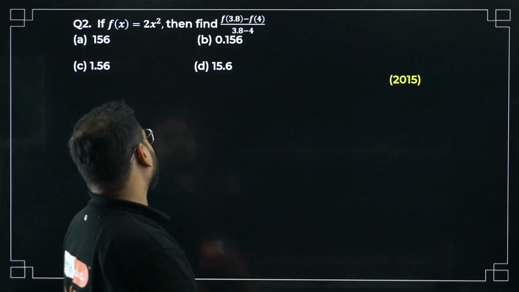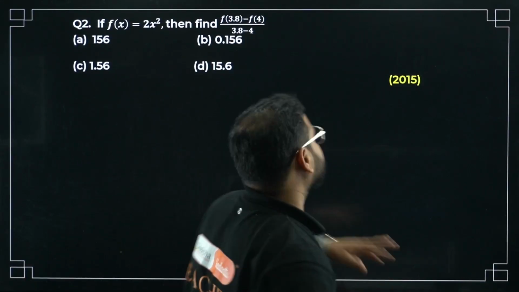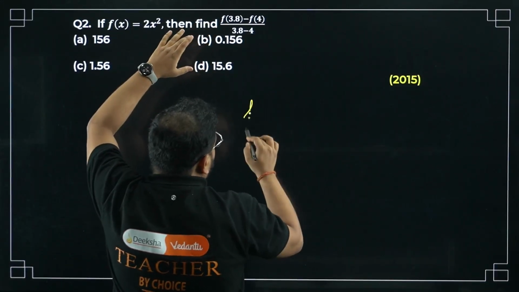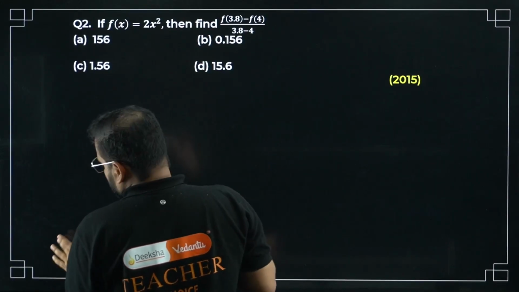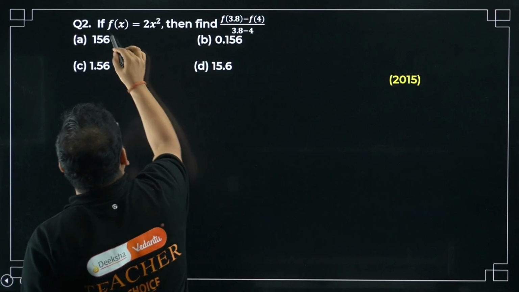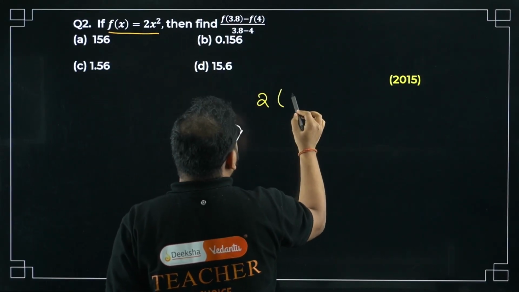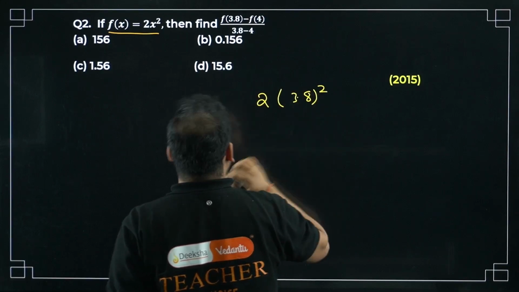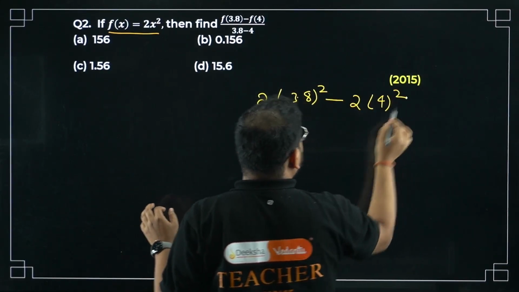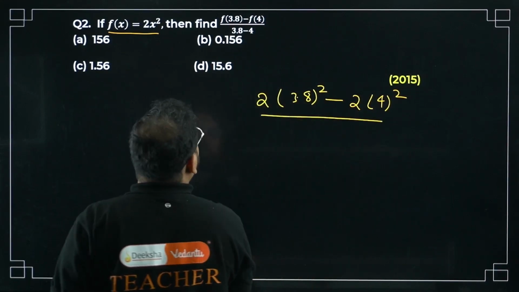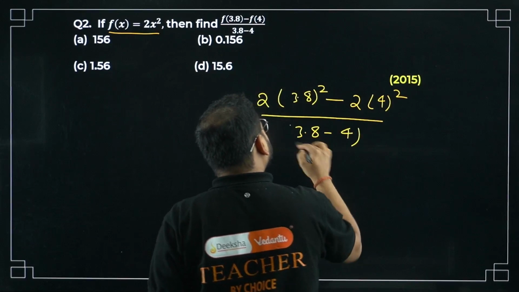If f(x) is 2x square, then find the given expression. Oh, sir. Let's find it, sir. Looks difficult? Actually, very simple. Check here, f of 3.8 is there, na? I can add the function directly. Function is given here as, sir, this. So replace x with this value. So sir, it will become 2 times of 3.8 the whole square minus 2 times of 4 square, divided by 3.8 minus 4, sir. Simple enough or not?